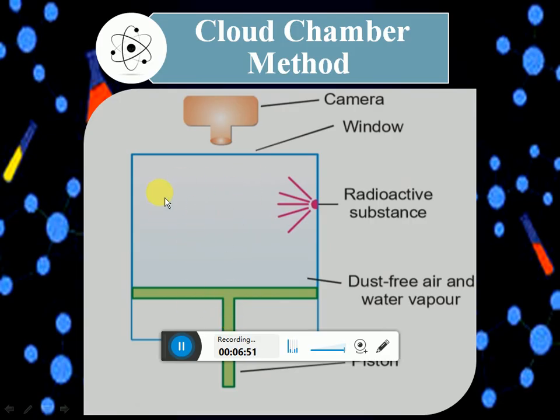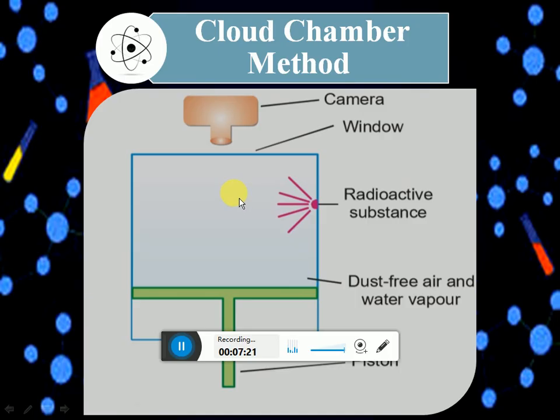There will be less space for the radiation moving in the chamber. As the radiation contains alpha, beta and gamma particles, what will happen in the water vapor? The alpha, beta and gamma particles will try to combine with the water vapor, and as they combine, we can detect the alpha, beta and gamma radiation.